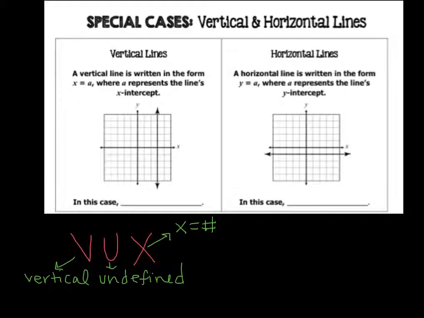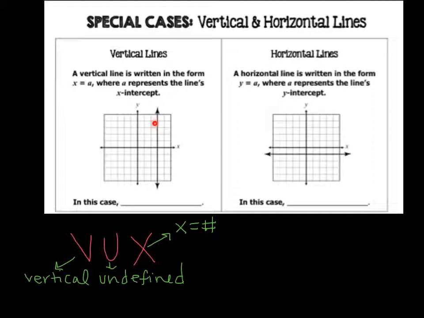For the past couple of weeks, all we've been focusing on is that a vertical line has an undefined slope. But every time I see a vertical line, I say, is that a VUX? And you guys tell me yes. So VUX is vertical lines have undefined slope, and that is x equals a number for its equation. Okay? So if you look right here, it says a vertical line is written in the form x equals a, where a represents the line's x-intercept.